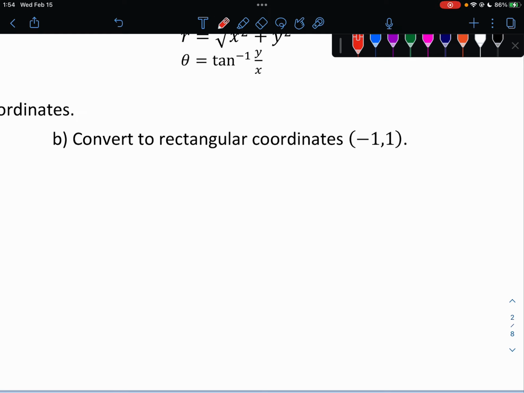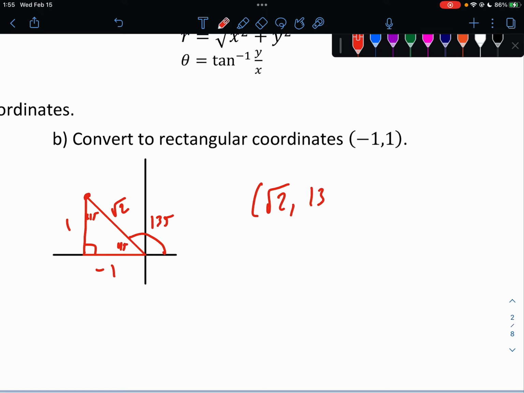So for this, what I like to do is draw a quick sketch, nothing too crazy, just plot the point about where it would be right about here, okay? And draw a right triangle in from that. Point's negative 1, 1. So the easiest way to do the thetas here is to recognize, is this a 30, 60, 90, or a 45, 45, 90? And the answer is it's a 45, 45, 90, which means this would be 135. This would be root 2. So my answer would be root 2 comma 135. If you want it in radians, root 2 comma 3 pi over 4.